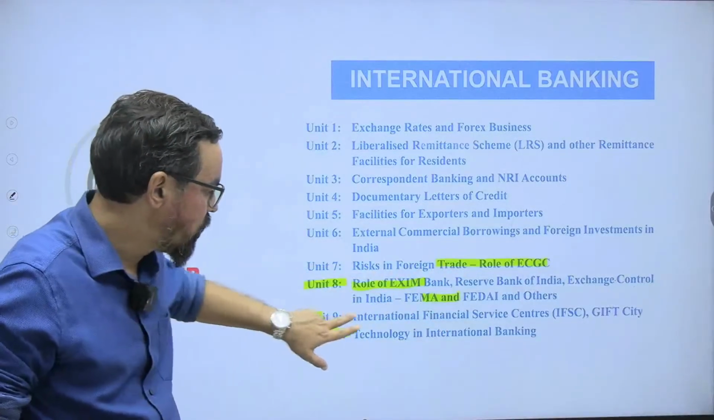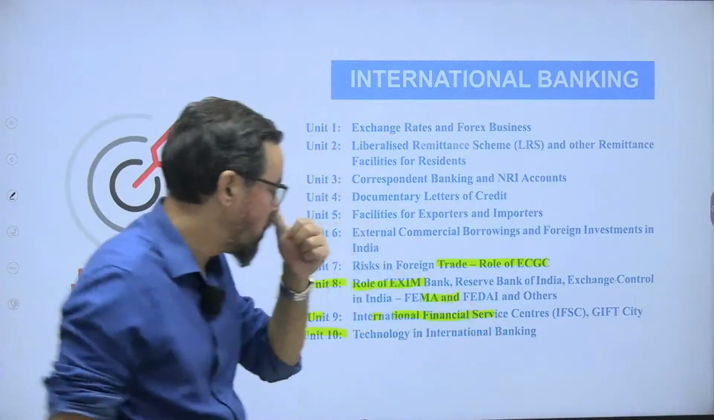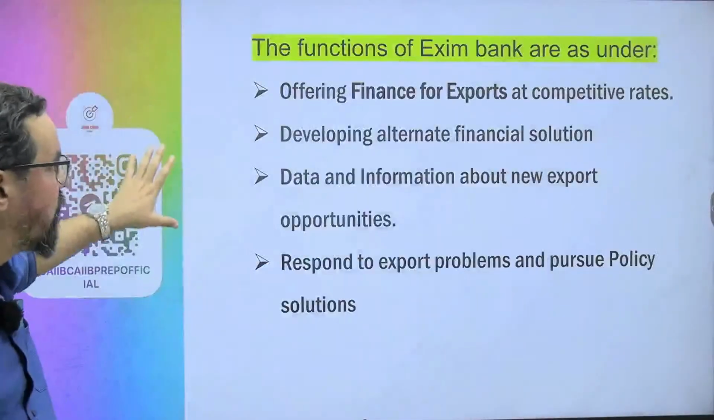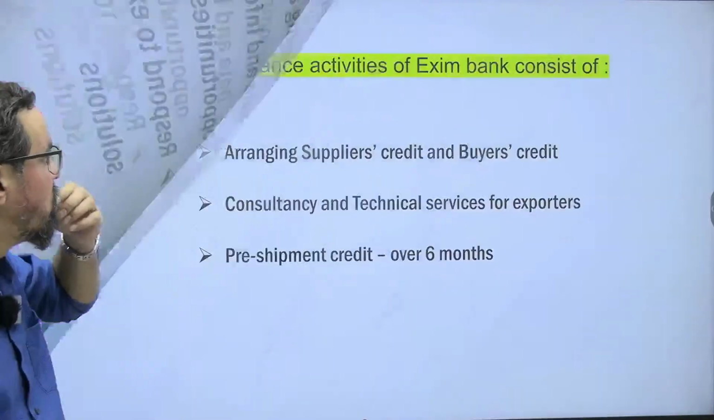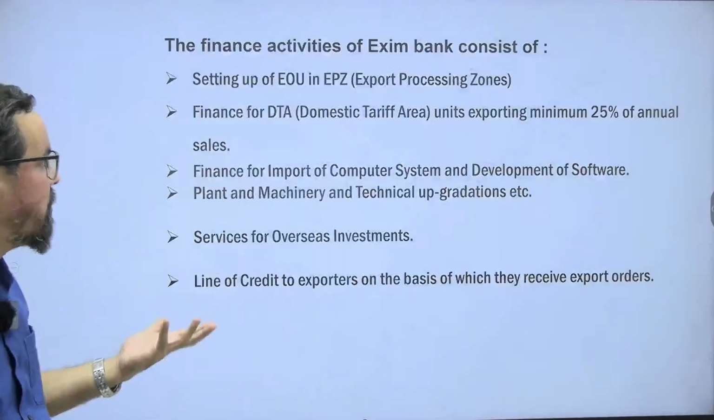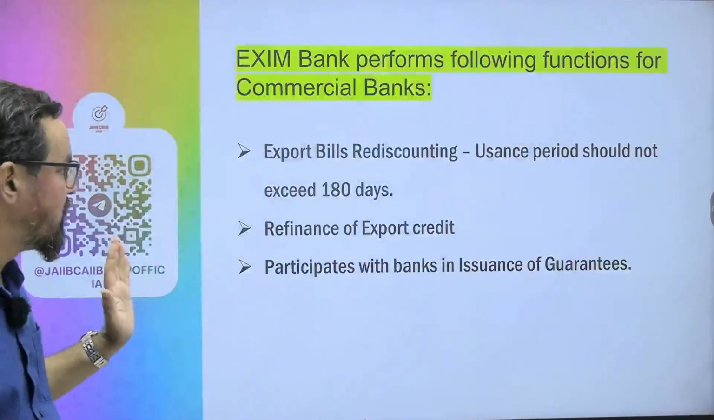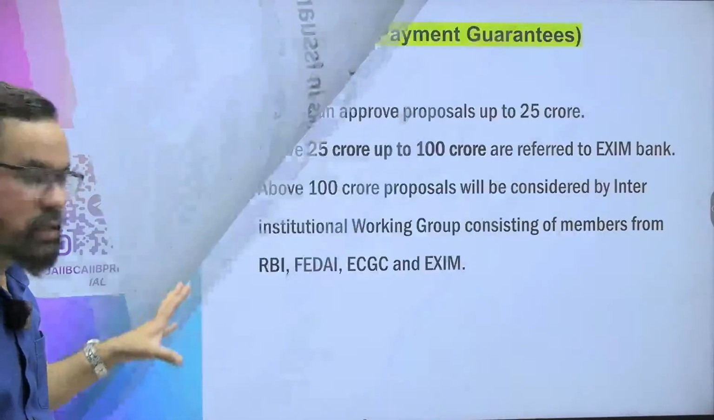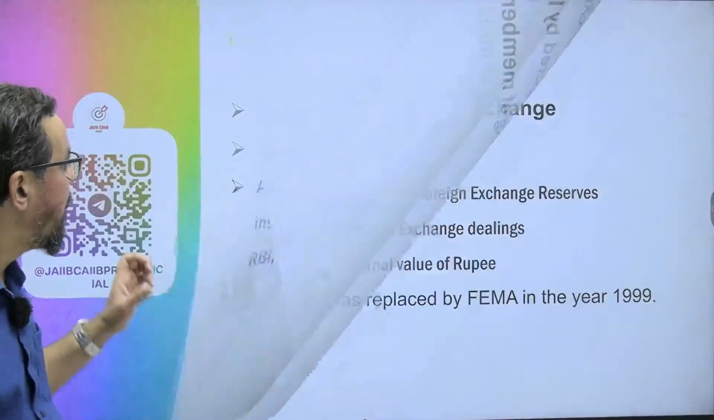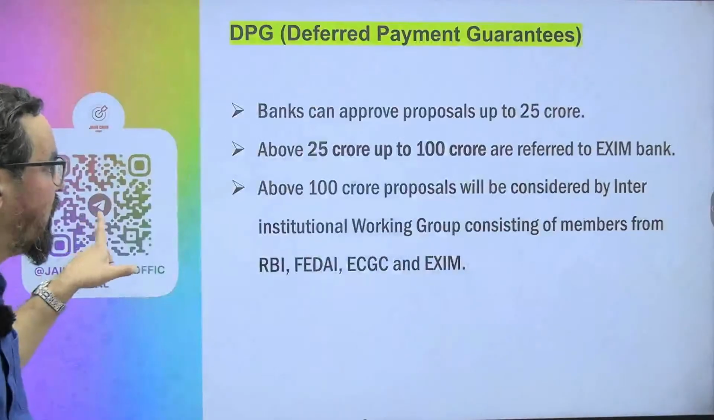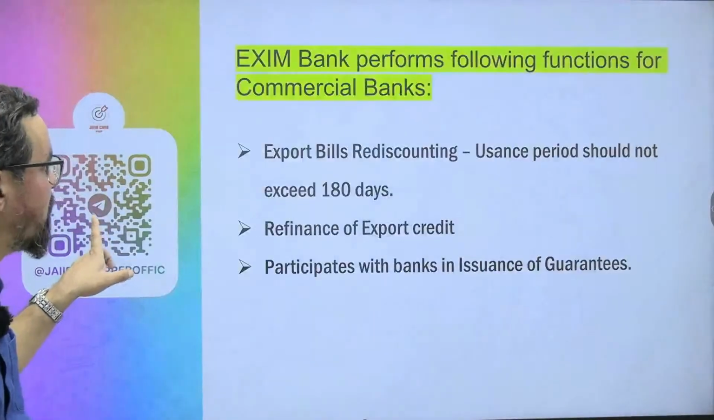Now we'll come to this one. So 8th unit, this is the content for the 8th unit. So basically the Exim Bank and their responsibilities in foreign trade, this can be managed through the readings and all. Very simple statements are here. And this deferred guarantee is very important. Please do remember this one.